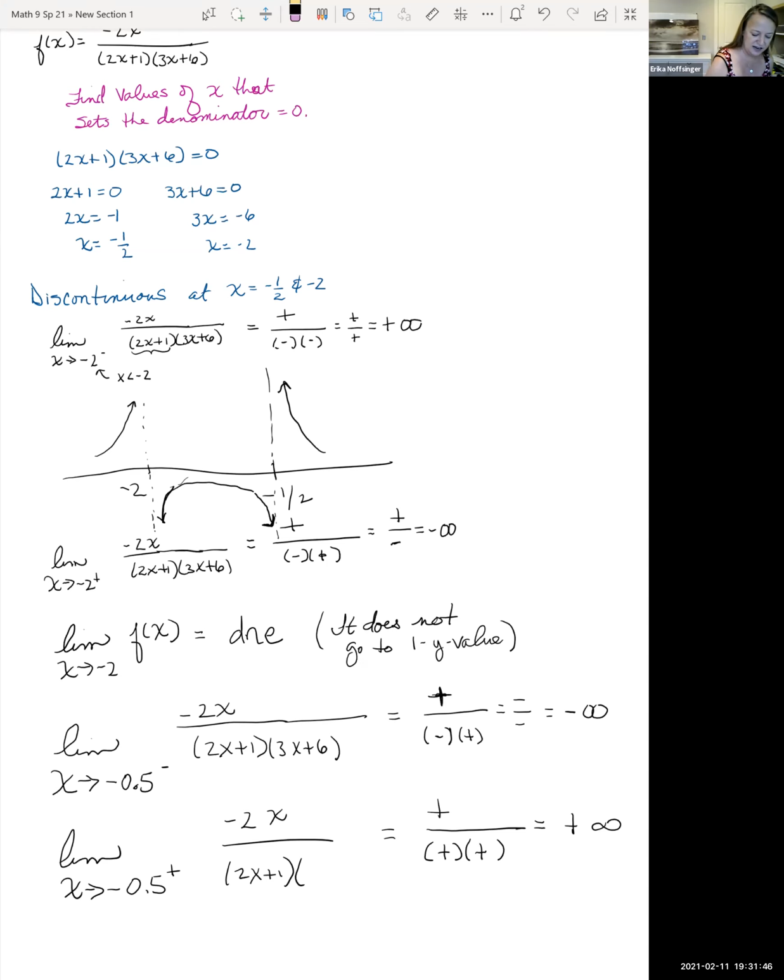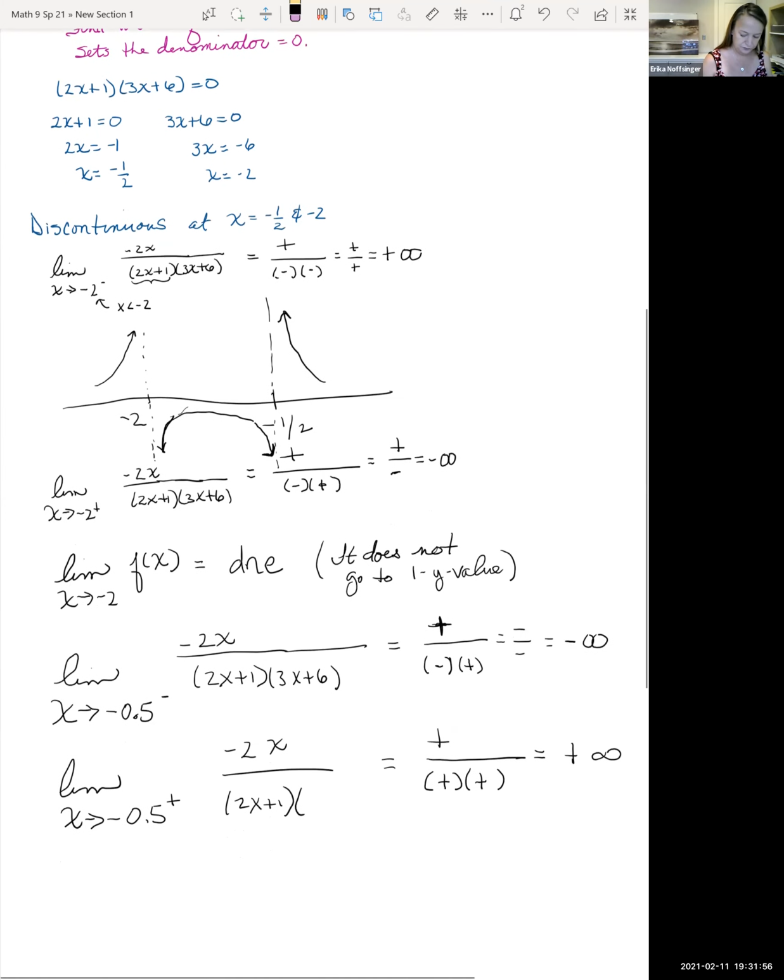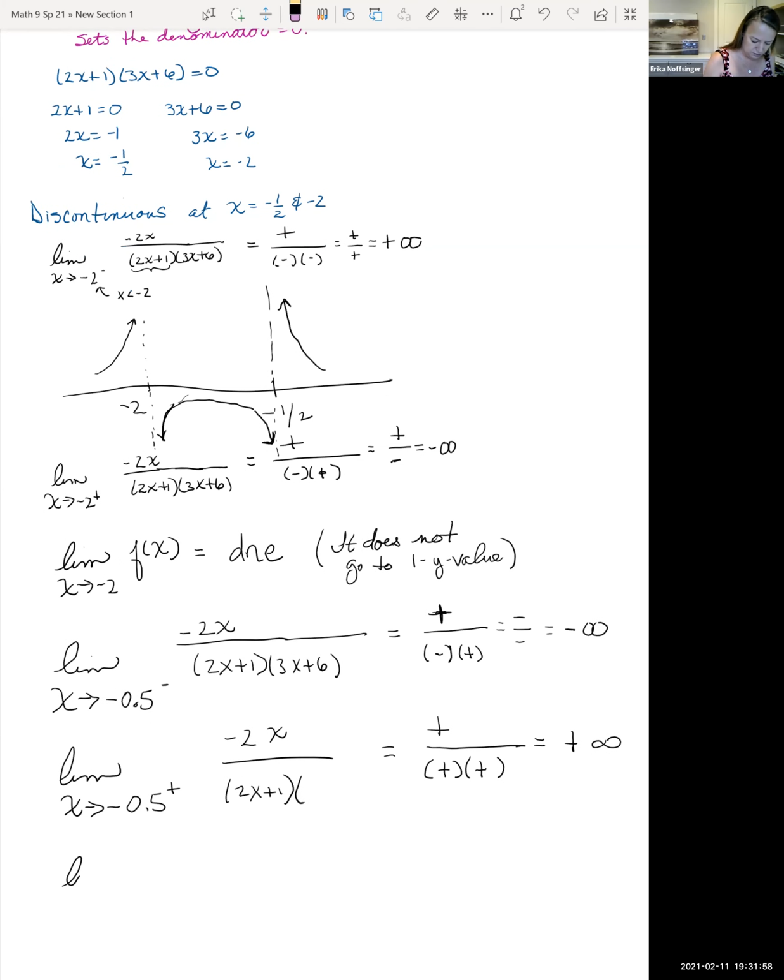Okay, so I kind of gave you a picture of what's going on with the graph by knowing what's happening at those values. And we're not going to any one y value, so that limit of that function does not exist.